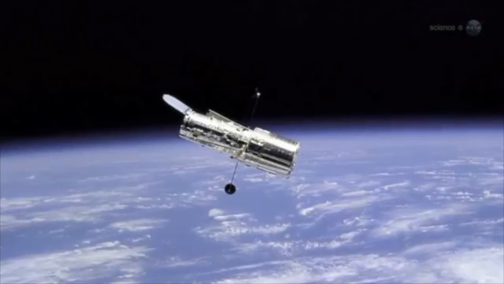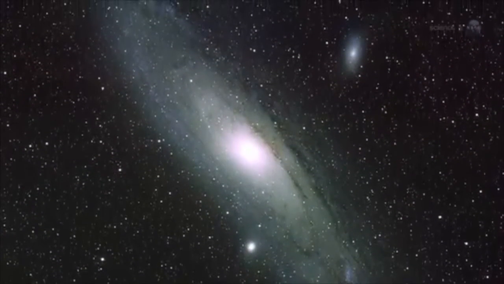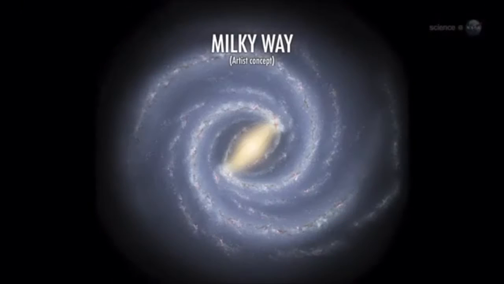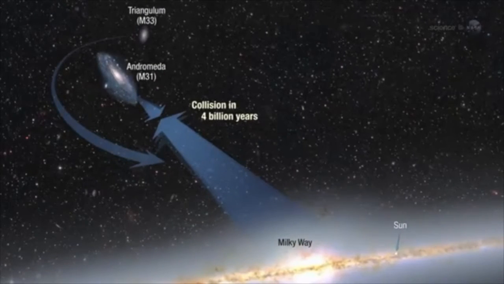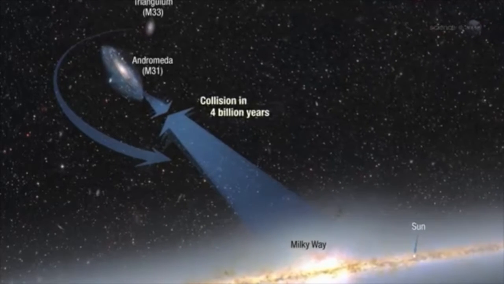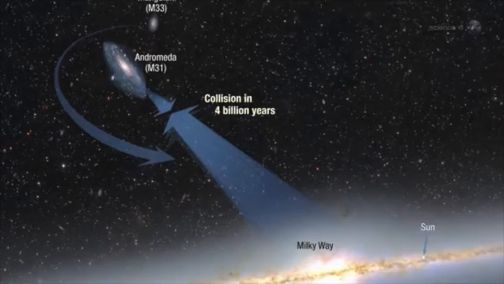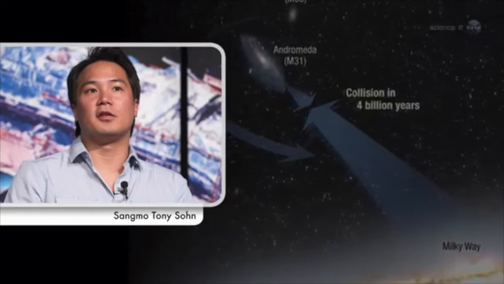New data from the Hubble Space Telescope confirm that the Milky Way is on a collision course with the great Andromeda Galaxy. When the mashup occurs, say researchers, it's likely the Sun will be flung into a new region of our galaxy. But Earth and the solar system are in no danger of being destroyed. After nearly a century of speculation about the future destiny of Andromeda and our Milky Way, we at last have a clear picture of how events will unfold over the coming billions of years, says Sangmo Tony Son of the Space Telescope Science Institute in Baltimore, Maryland.